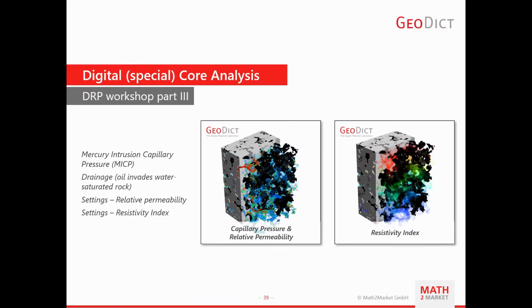Welcome back to the third and last part of our workshop on digital rock physics in GEODIC 2021. The topic is digital special core analysis, or in other words, two-phase flow. First, we will compute a digital mercury intrusion capillary pressure curve, a digital MICP. Then we continue with the drainage computation. And finally, we will have a look at settings for computation of the relative permeability and resistivity index, both based on the result of our previous drainage computation.